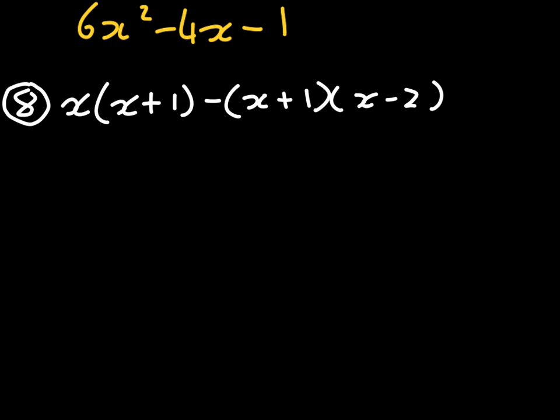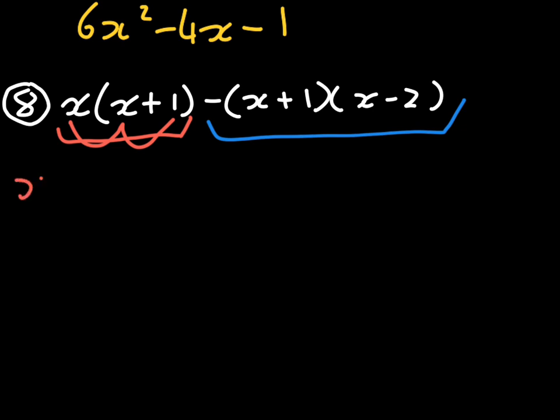For question 8, we are once again subtracting 2 different expressions. We are going to need to multiply out each of the expressions before we can subtract them. So for the first, we need to multiply this x into the parentheses. So x times x gives us x squared, and x times 1 gives us plus x.